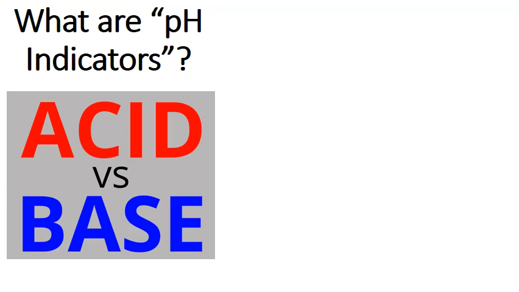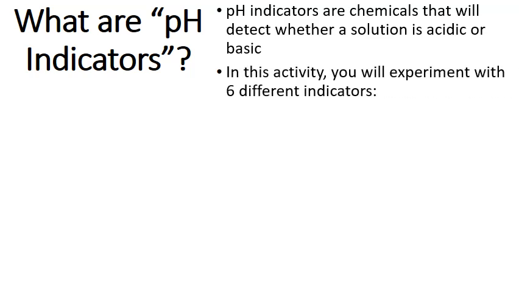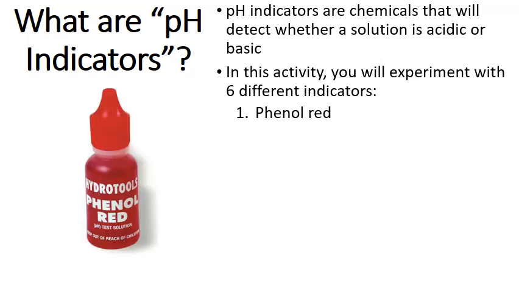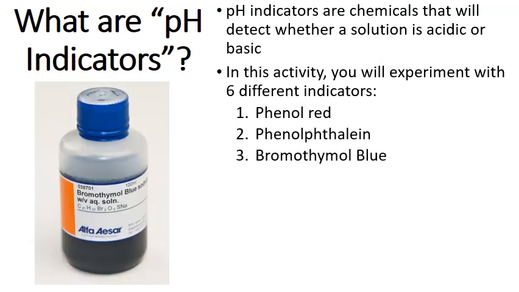So what are then pH indicators? Well, pH indicators are chemicals, substances that will detect whether a solution is an acid or a base. And in this activity, we're going to use 6 different indicators. One of them being phenol red, like the name implies, it kind of has a reddish color to it. One of them being phenolphthalein, it's kind of a clear, transparent color. The third one being bromothymol blue, like the name implies, has a bluish color to it.